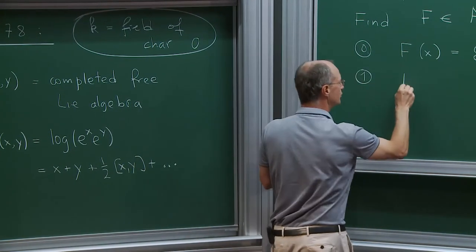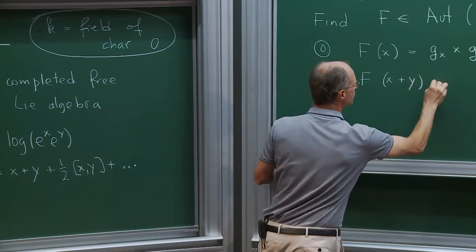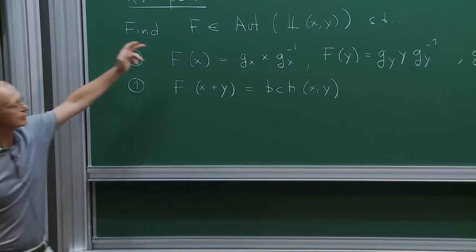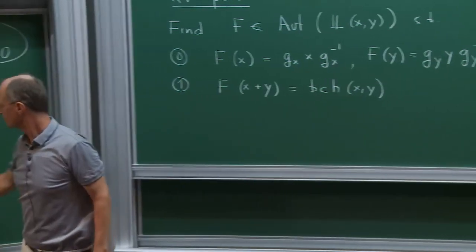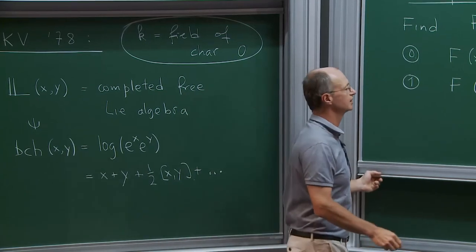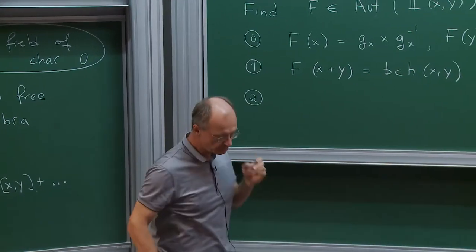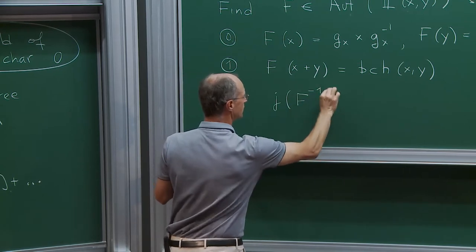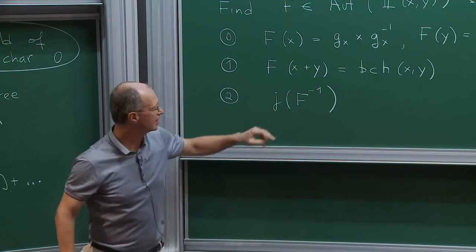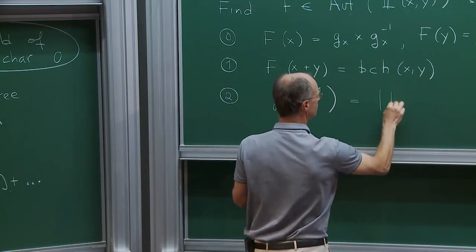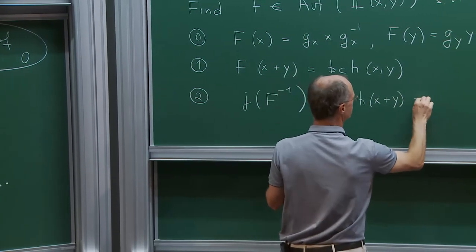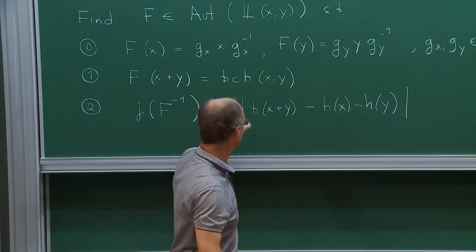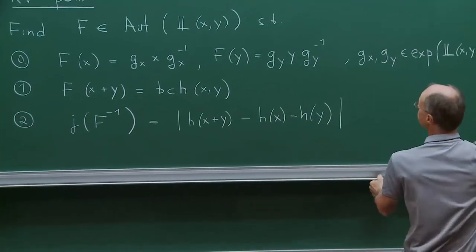Right, so then property one says that the sum of generators is mapped to the Campbell-Hausdorff series. So the sum of these two expressions is actually equal to x plus y plus 1/2 bracket [x,y] plus so on. And then the second property, let me write it down and then make some comments, so it won't be immediately clear what I'm saying. So some function J of the inverse of F is of the form |h(x+y) - h(x) - h(y)|, where, of course, I should say something about all these letters.